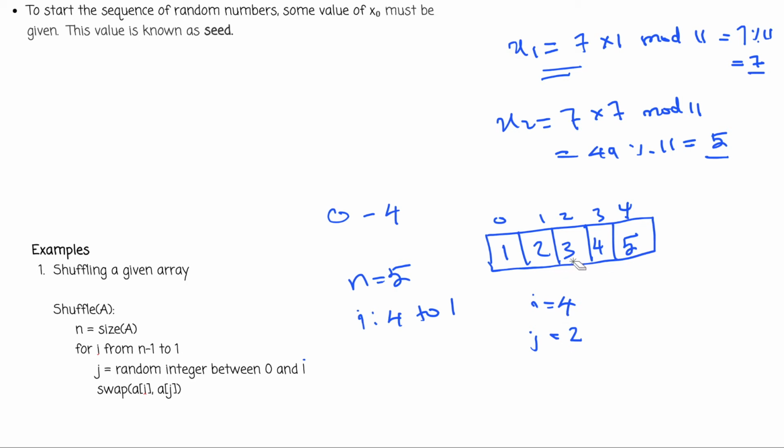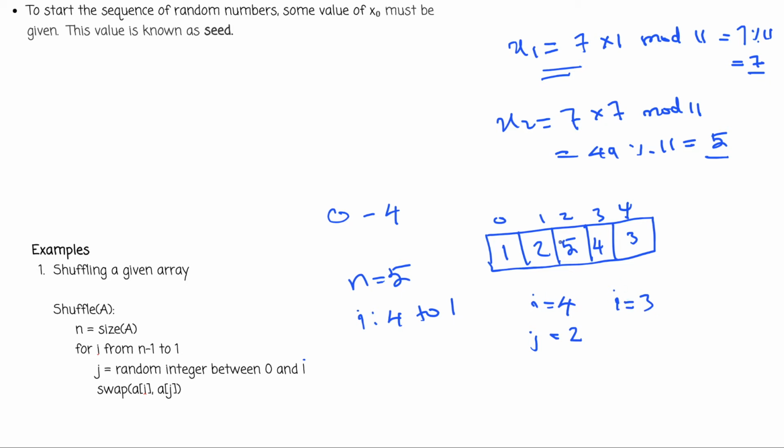So 5 will come here, 3 will go there. Okay. So this is a of 4 and this is a of 2. So you will have 3 over here and 5 over here. Now in the next iteration I will take a value 3. So i will be equal to 3.